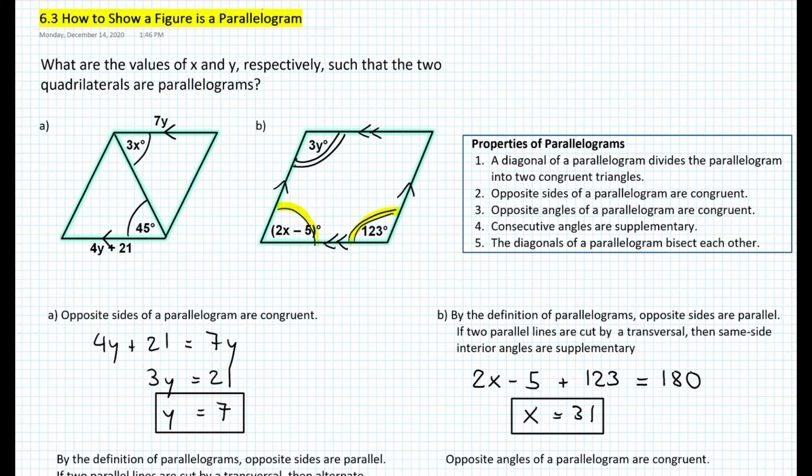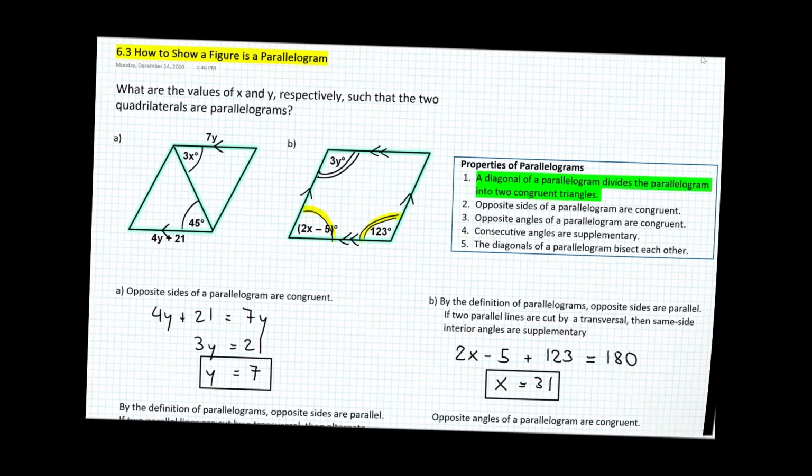So basically here we assumed that this is a parallelogram, right? We assumed it, and that's why we're able to use these properties. But again, the question is, if you don't know if it's a parallelogram or not, can you use the same property? Let me give you an example here. Let's take, for instance, the first property. A diagonal of a parallelogram divides the parallelogram into two congruent triangles.